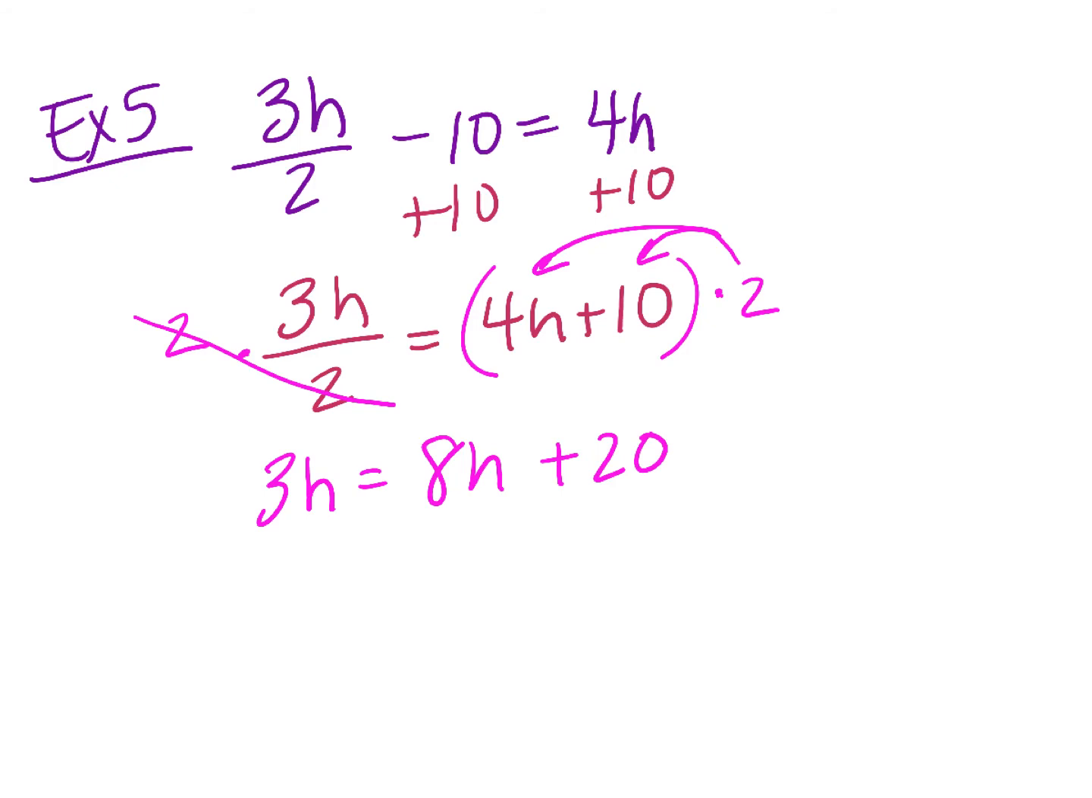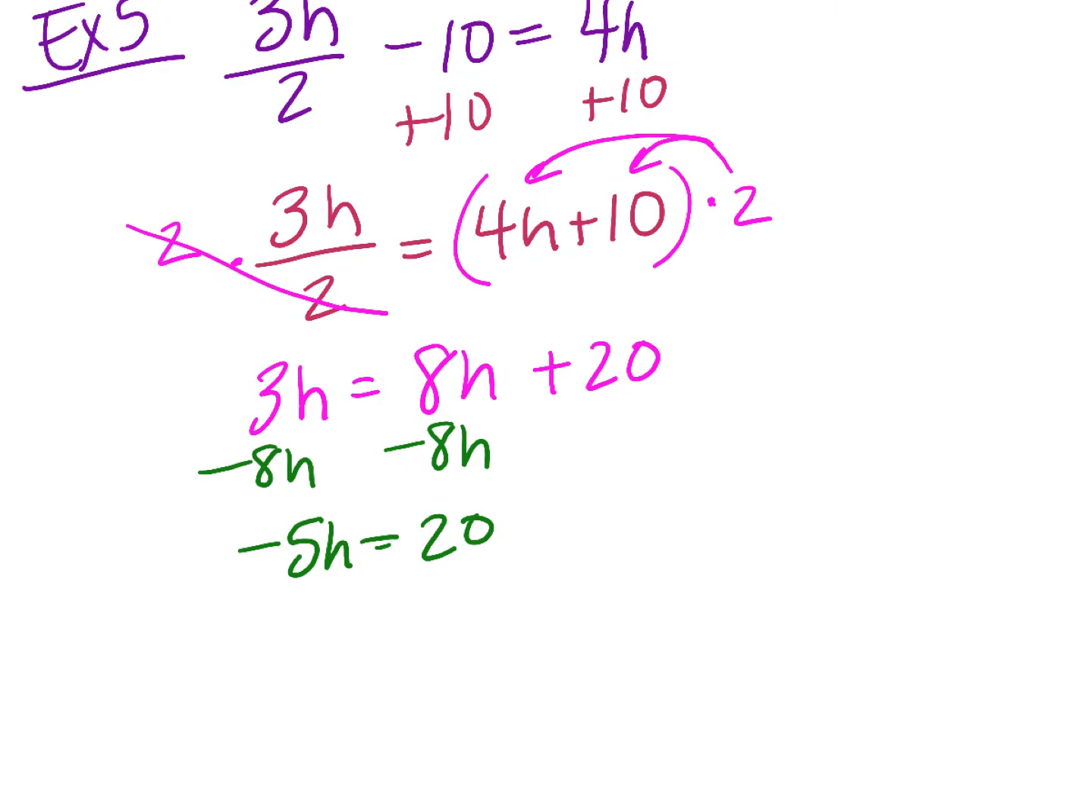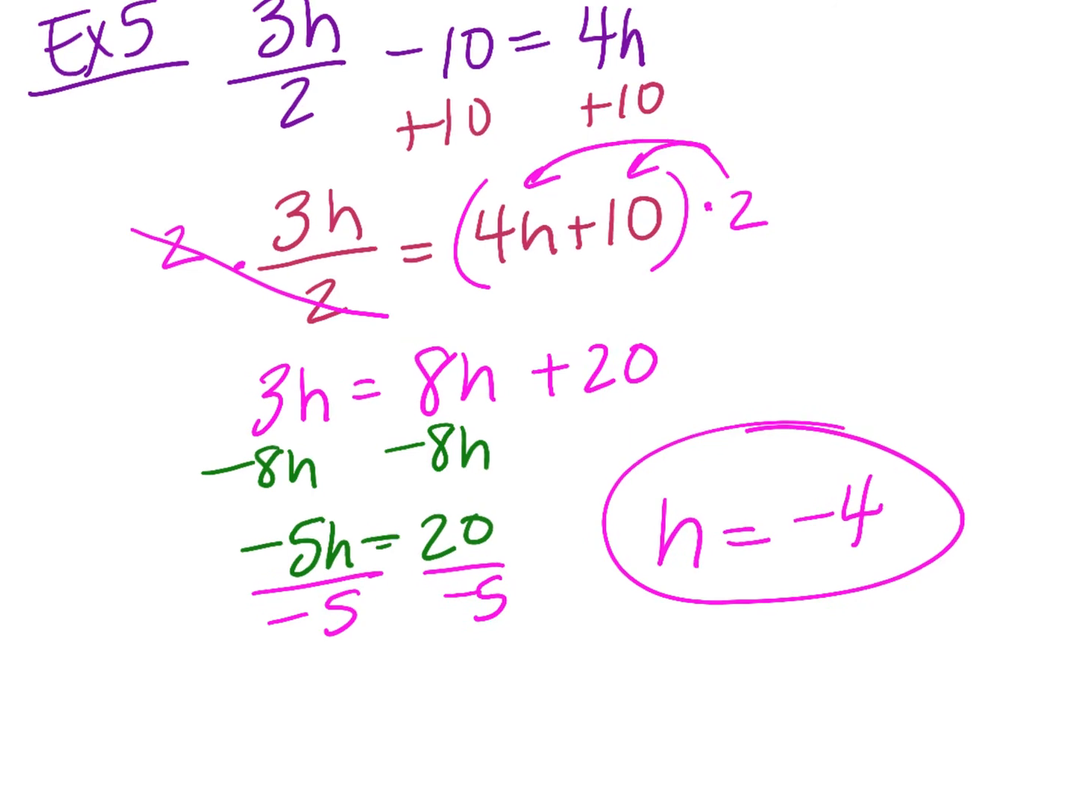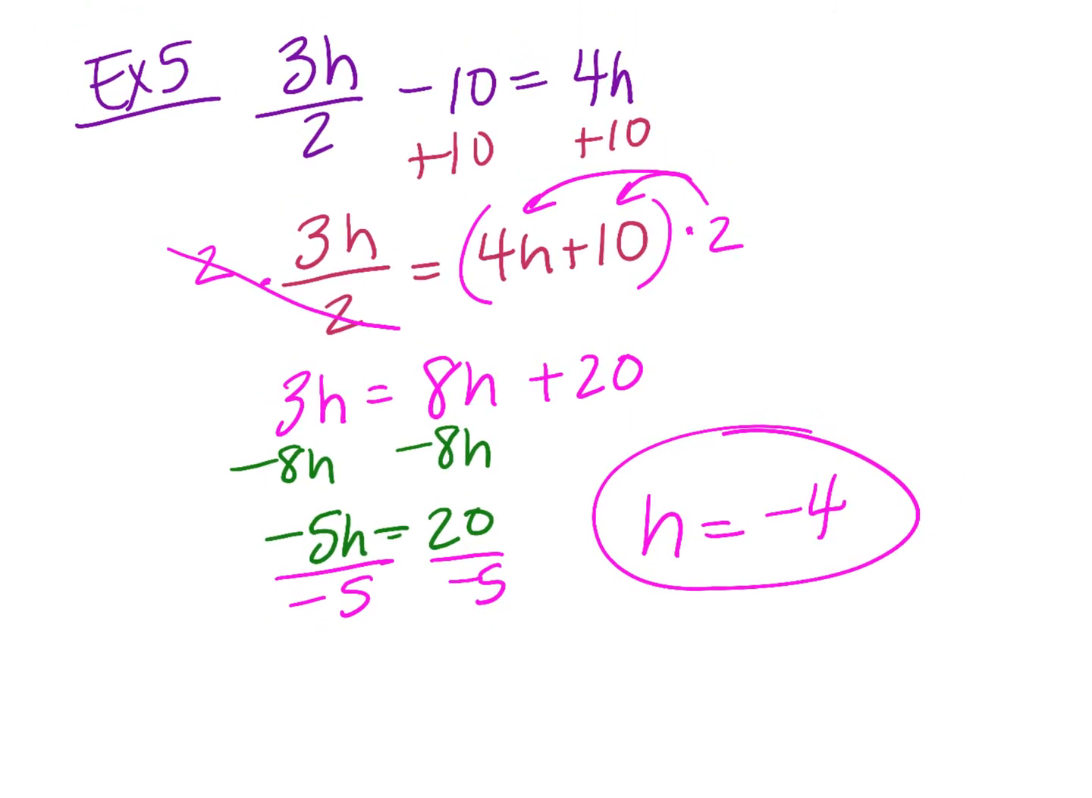Now we want to solve this. And normally I have you move the one that is smaller with the letters, but if we do that, then we'll have everything on one side. So I'm going to minus the 8h. So I get -5h equals 20. We're almost done. So then the last thing we want to do is divide by -5 on both sides. So h is going to equal -4. Hopefully you see how that one works out. It is a little different than normal, but that's okay.